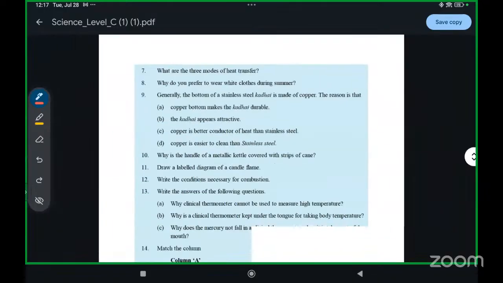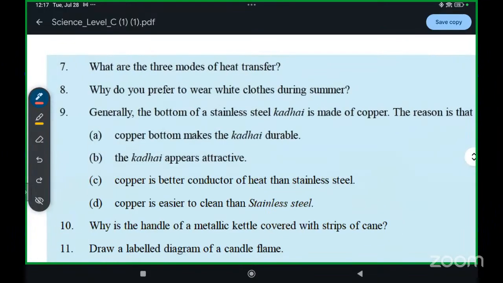Okay. Next question for Ambidra. What are the three modes of heat transfer? Conduction, convection, and radiation, ma'am. Yes, Ambidra. That's right. Conduction, convection, and radiation.